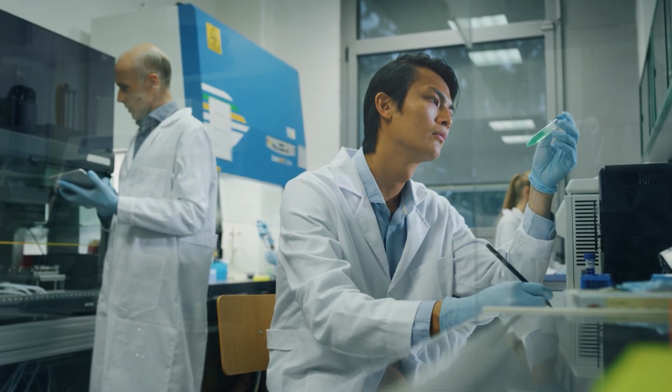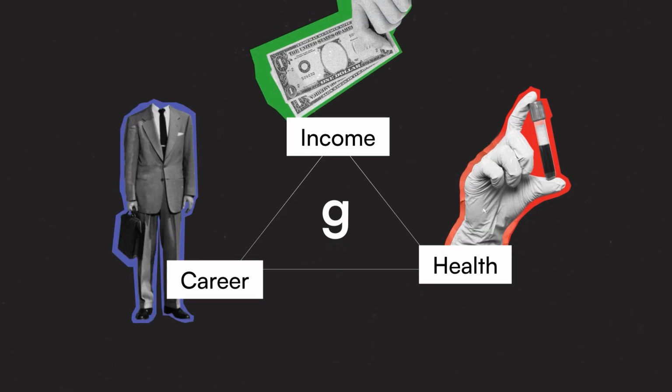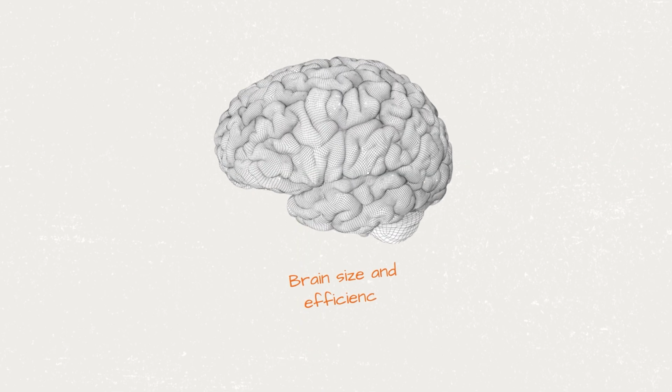Over the past century, studies have shown that G is associated with important life outcomes like health, income, and career success. G also relates to biological variables such as brain size and efficiency. These findings suggest that G isn't just the number from a test, it's connected to how our brains work and how we perform in life.